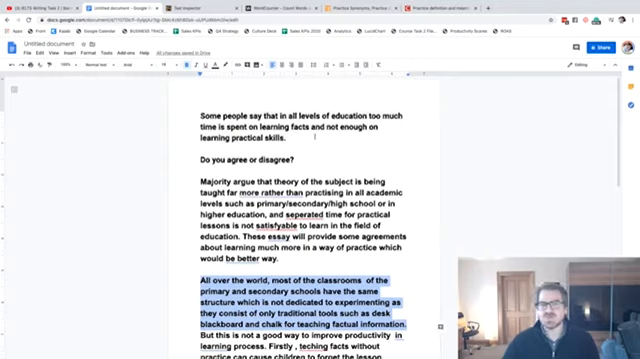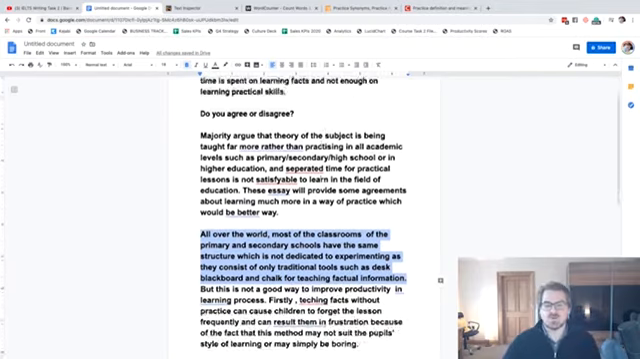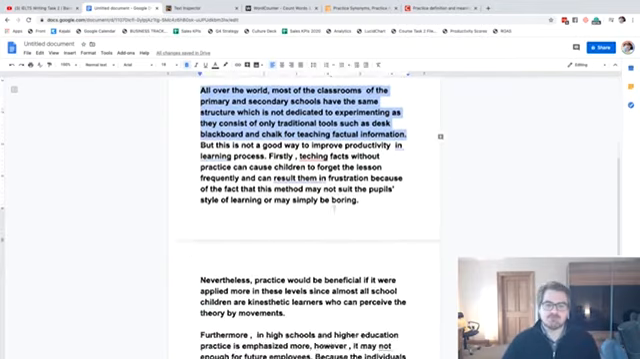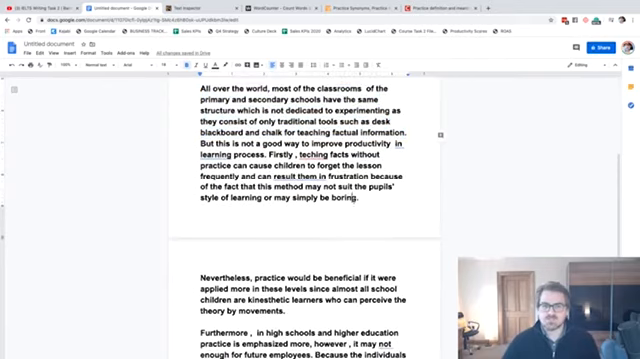The question is about too much time spent on learning facts and not enough on practical skills. The difference between rote learning versus things that you can use in the real world. This has nothing to do with it.